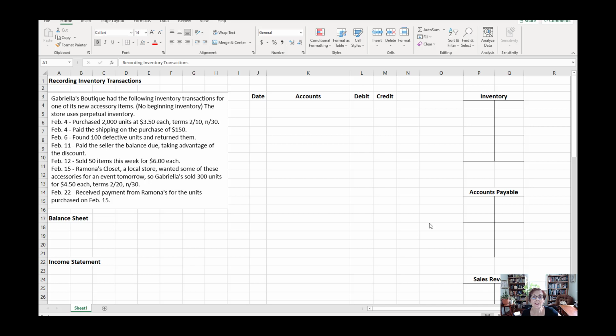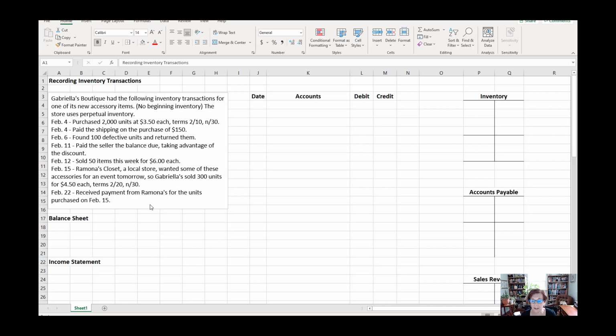Today we're going to take a look at recording inventory transactions for a retailer. So in our example, we're looking at Gabriella's Boutique, which is a retailer. A retailer, remember, is a company that buys inventory from a wholesaler or from a manufacturer, and then resells it to the ultimate customer. And you can see the transactions here that we're going to be recording.